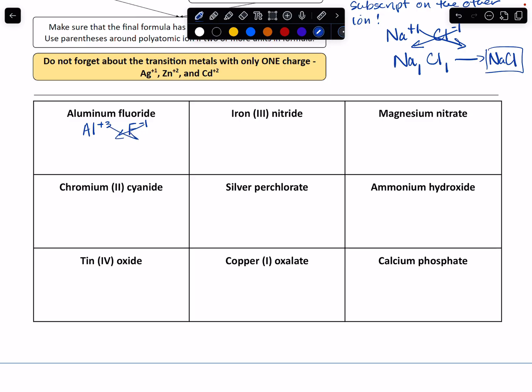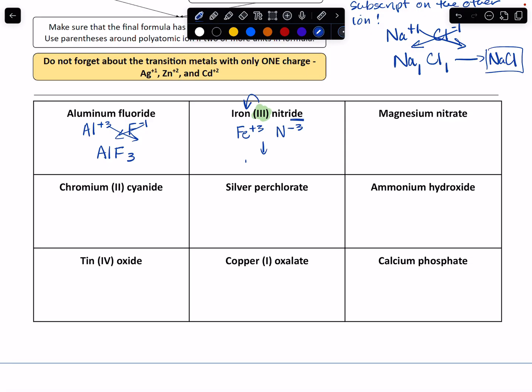So we're going to cross those charges and our formula will be AlF3. That's the lowest set of common subscripts, so we're all set. All right, we're going to move on to iron(III) nitride. You can see we have a Roman numeral here, and that Roman numeral is the charge on the iron. So Fe+3. Nitride, that -ide tells me this is nitrogen, which is -3.